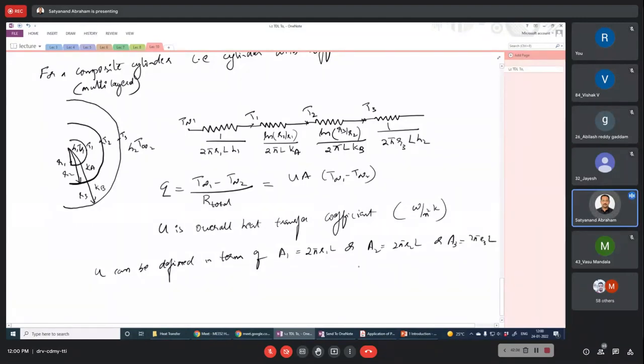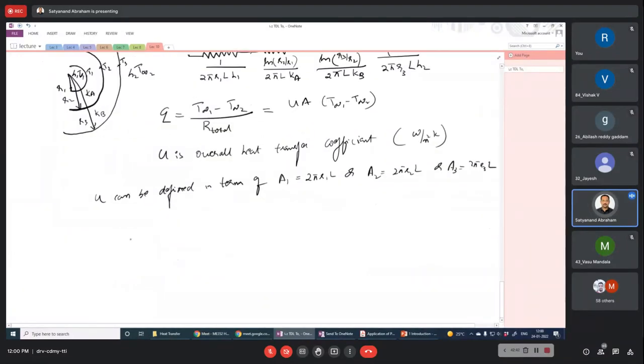Okay, so any area you can actually say. So our calculation, we are actually trying to do it based on A1. Based on A1 we are actually going to do our calculation. So based on A1 we are saying U1 is equal to 1 by R total into A1.